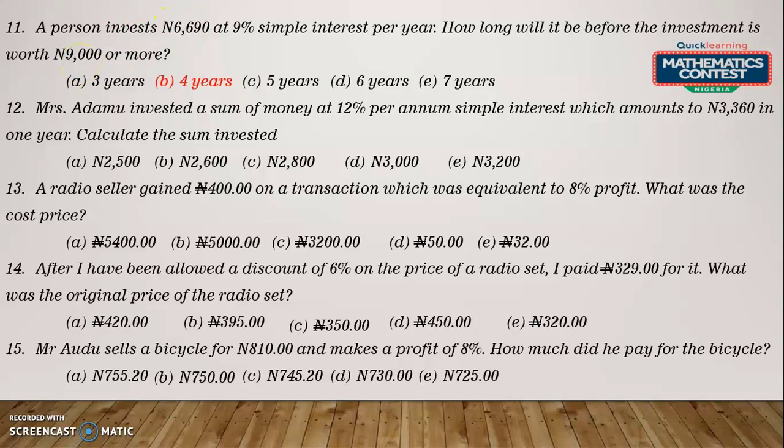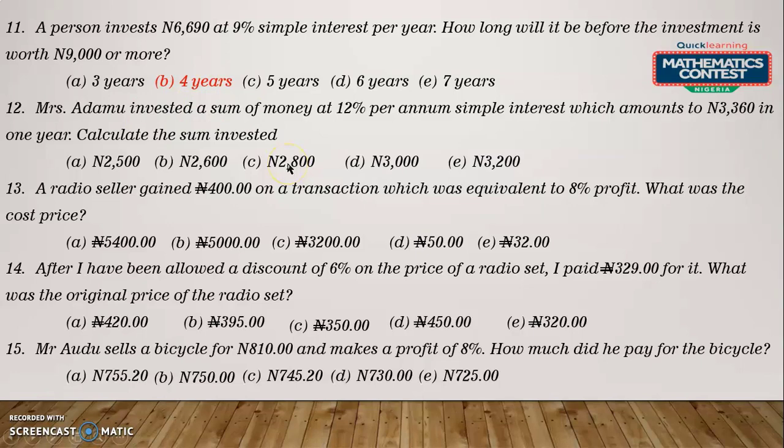Okay, let's do that together. 9,000 minus 6,690, we'll have 2,310. This 2,310 you have is your interest. So now you have your interest as I, you have your principal as well, you have your rate. You can find the time now. When you do that, you have 3 point something. So the best answer is 4 years.